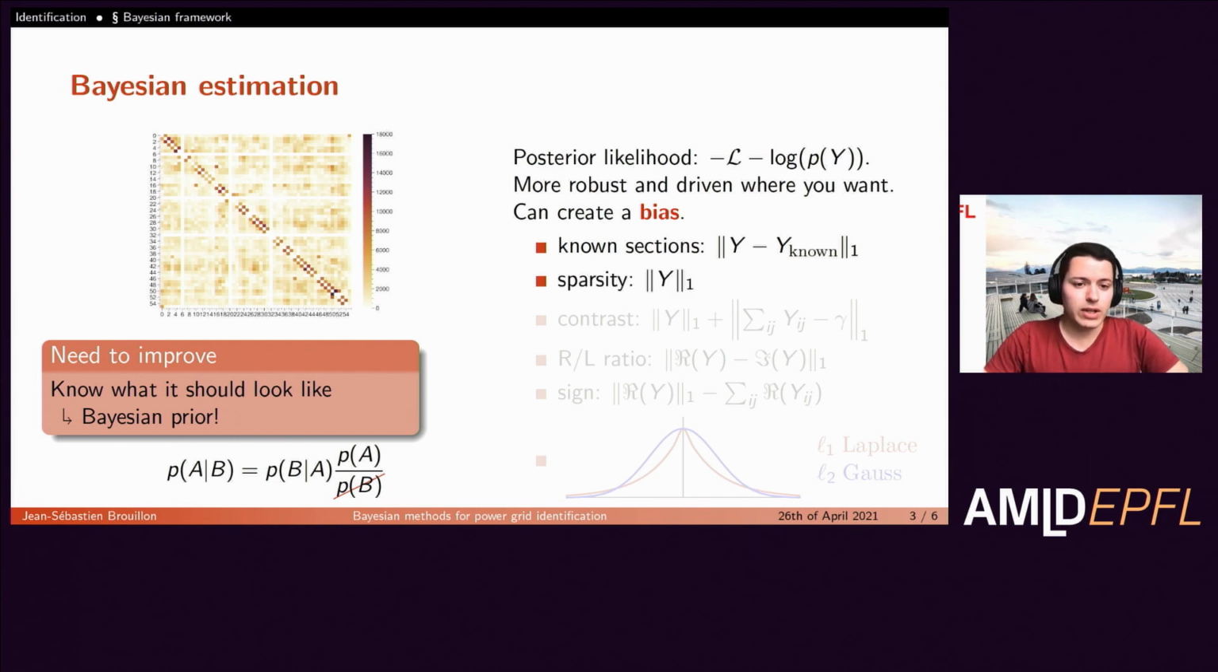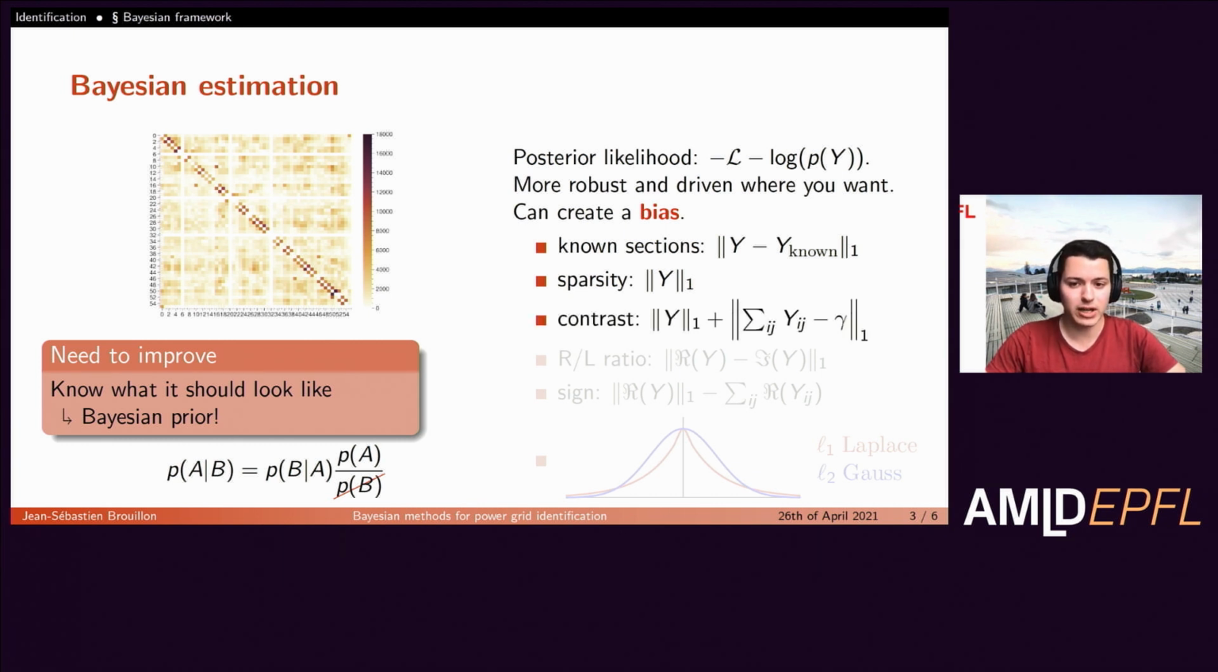Another very common prior is sparsity. It is the belief that every element of the admittance matrix has a high probability of being zero, which would correspond to a line not existing. This prior, if you believe too strongly in it, is straight out wrong because it considers that every entry of the admittance matrix is zero. So in order to make the admittance matrix sparse enough, you can create a very large bias.